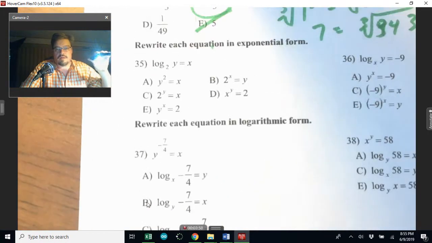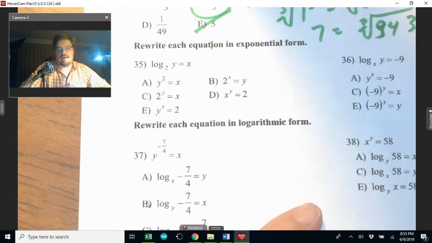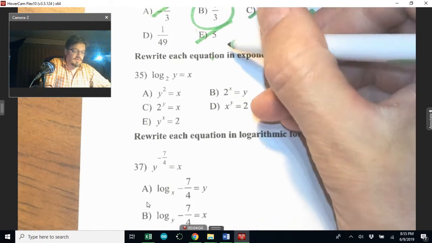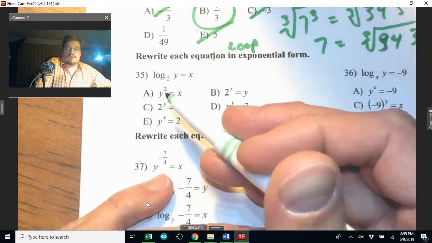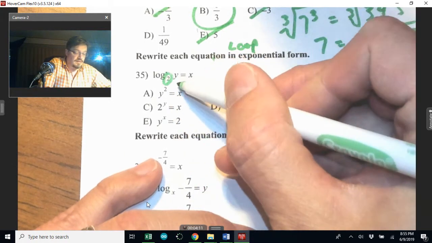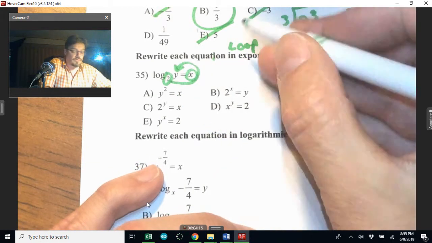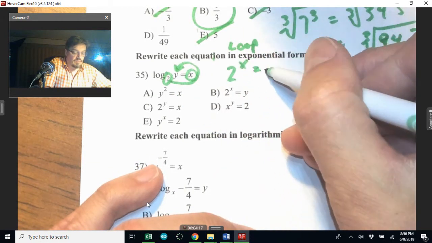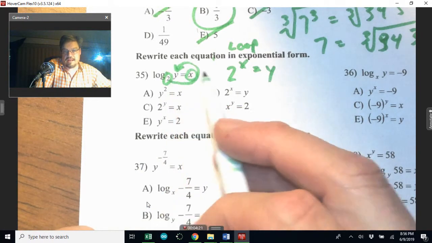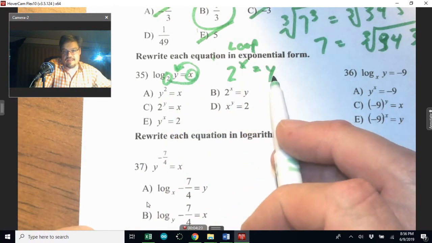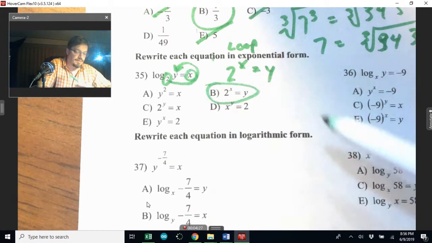Okay, so now we're going to rewrite each equation in exponential form. Now this is the loop. I've been calling this a loop for a couple weeks now, actually a month. So what you do is you circle your base and you say 2 to this power equals this guy. 2 to this power equals that. So that's your answer. It's going to be B.